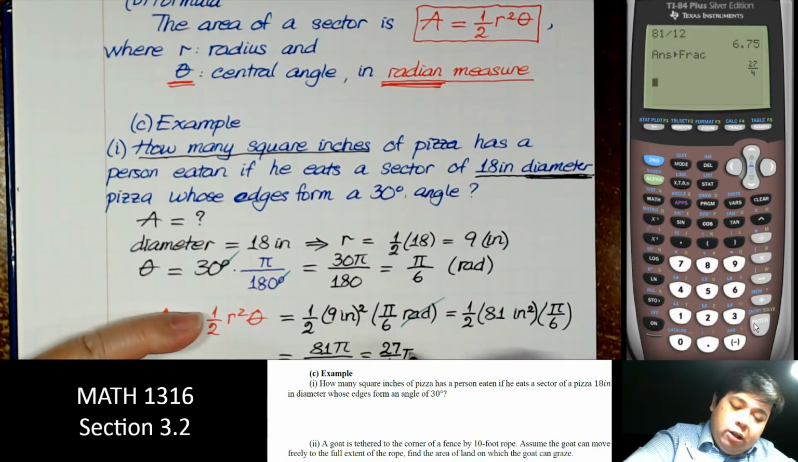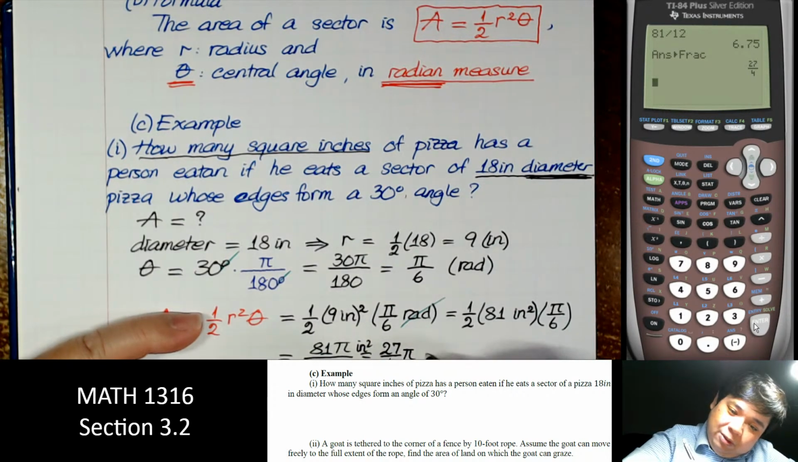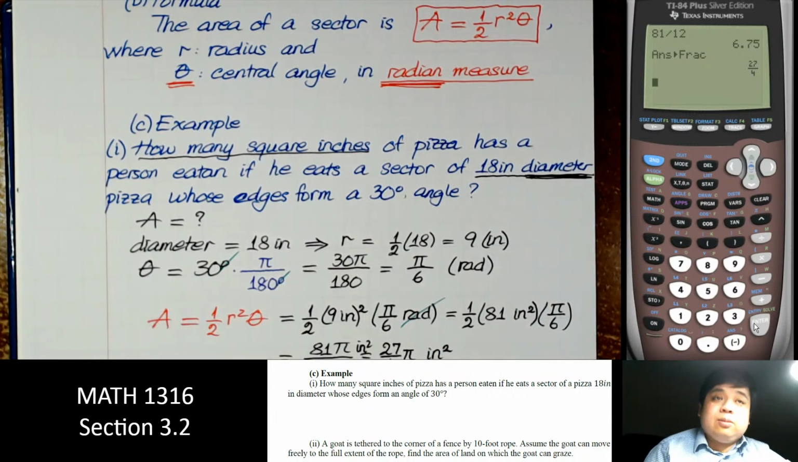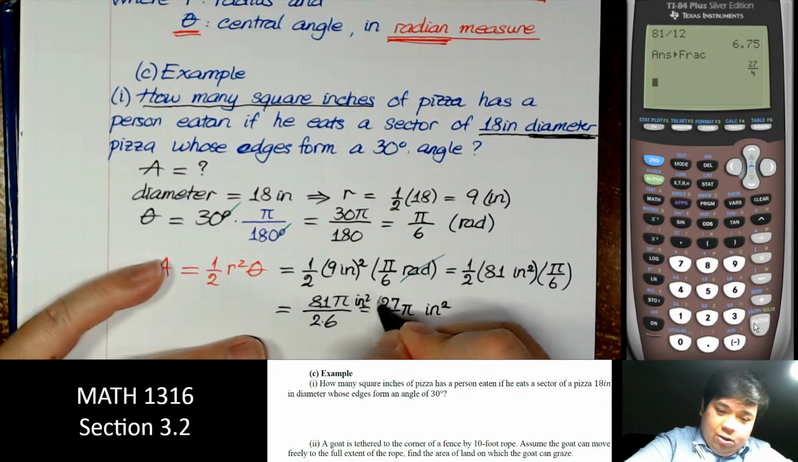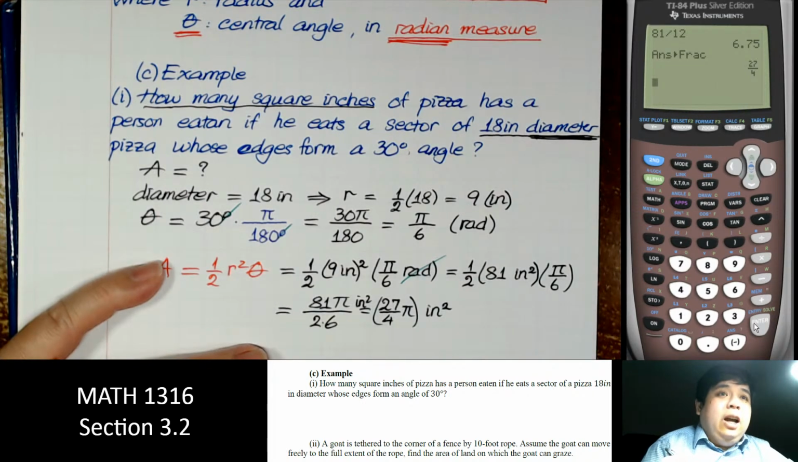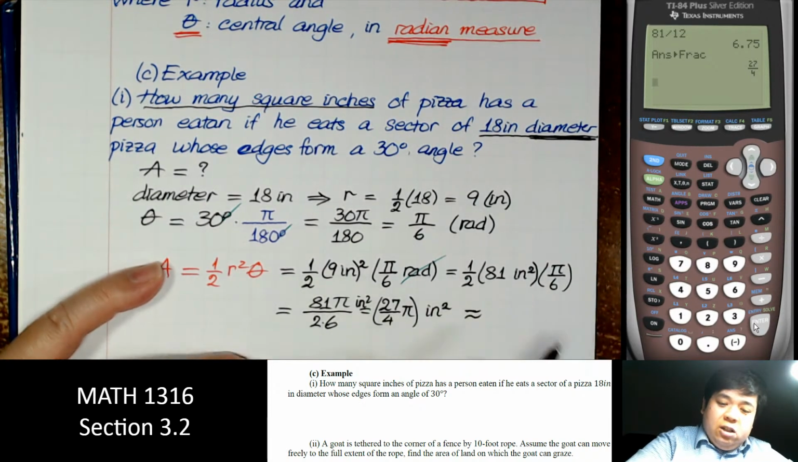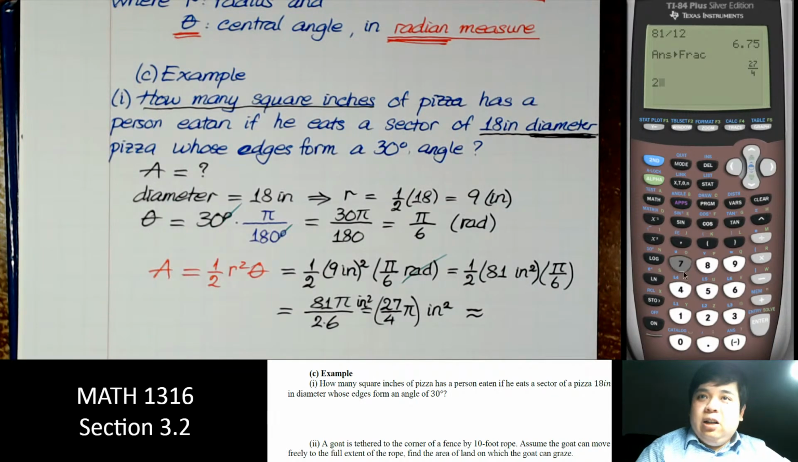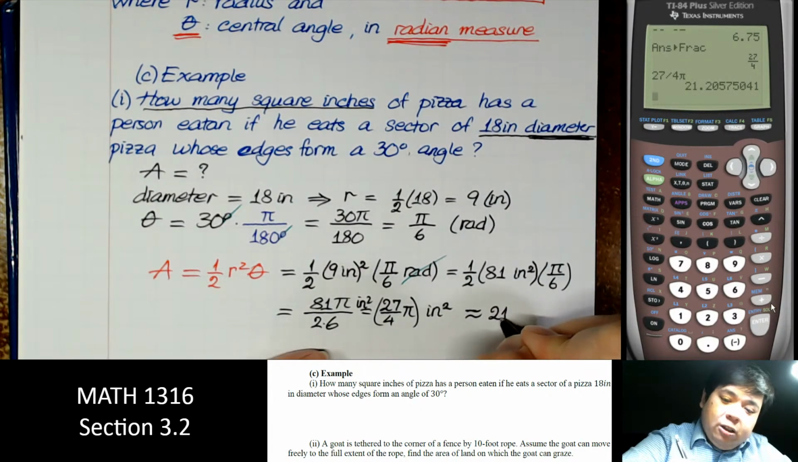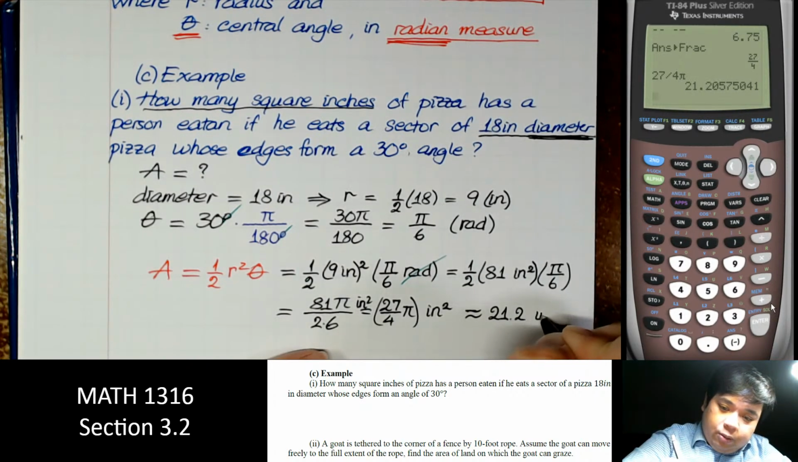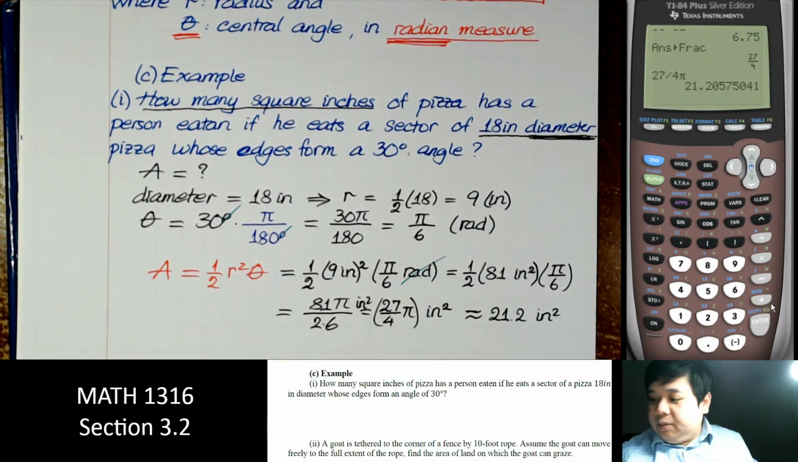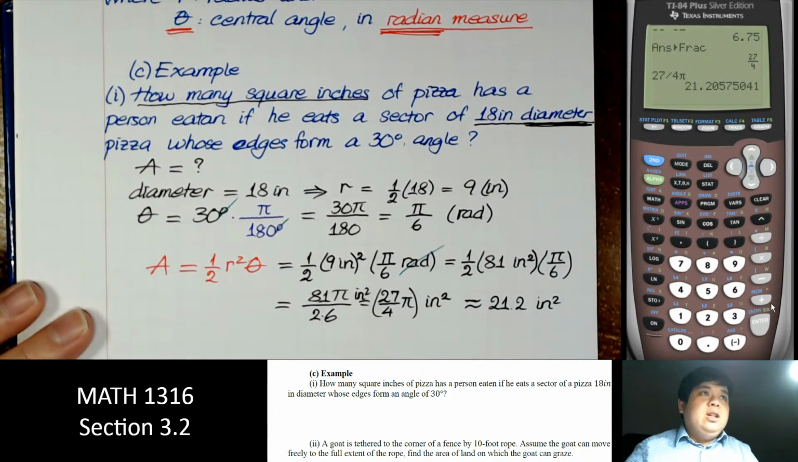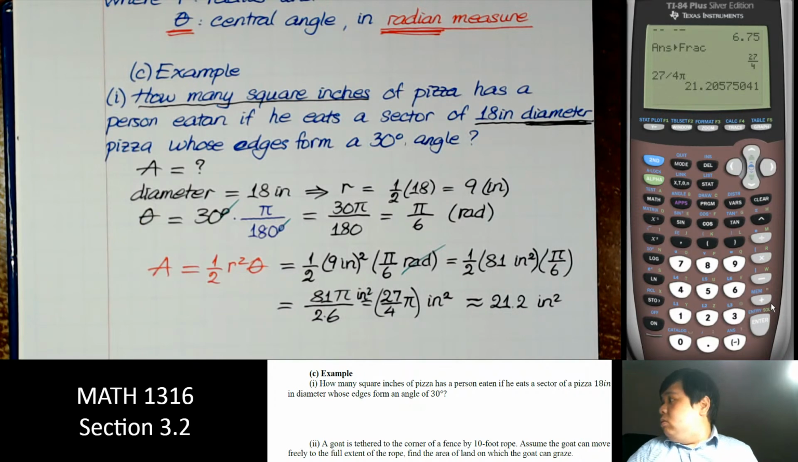And then stick the pi at the end. Of course, I forgot the inches. So there. And if we want an approximation, take 27 divided by 4 times pi, approximately about 21.2 inches square. Right, so just like that, very straightforward.